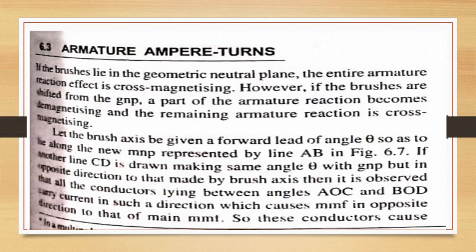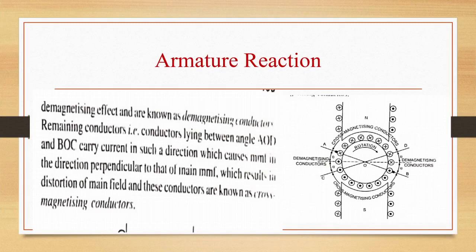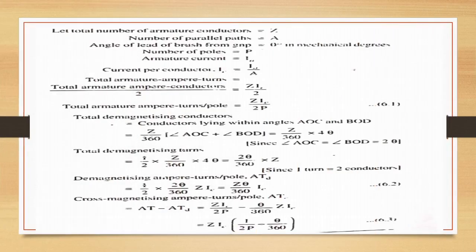So if another line CD is drawn making the same angle theta with GNP but in the opposite direction to that made by the brush axis, then it is observed that all the conductors lying between angles AOC and BOD carry current in such a direction which will cause MMF in the opposite direction to that of the main MMF. So these conductors will cause a demagnetizing effect and they are known as demagnetizing conductors. And the remaining conductors, that is conductors lying between angles AOD and BOC, will carry current in such a direction which will cause MMF to be in the direction perpendicular to that of the main MMF, which results in distortion of the main field, and these conductors are known as cross magnetizing conductors.